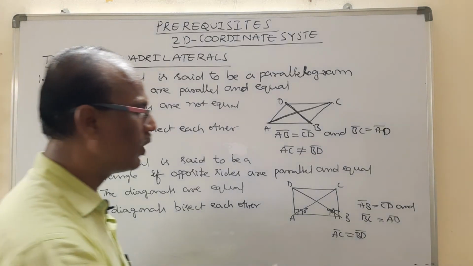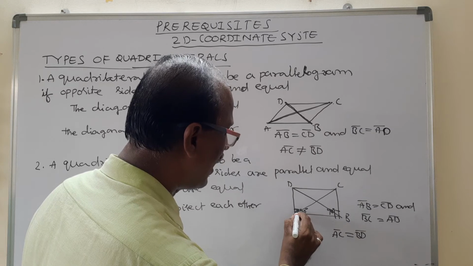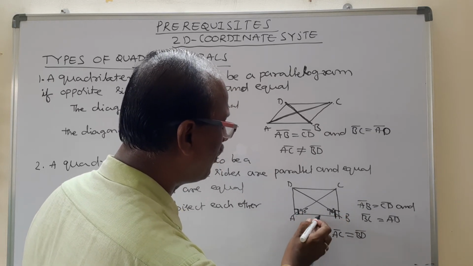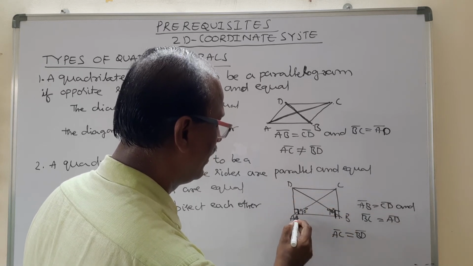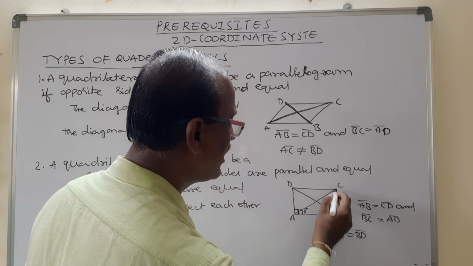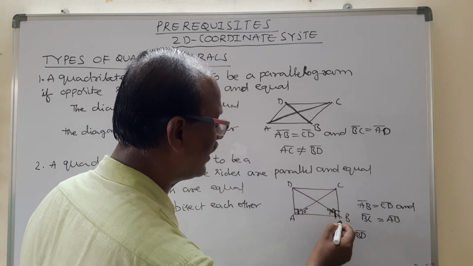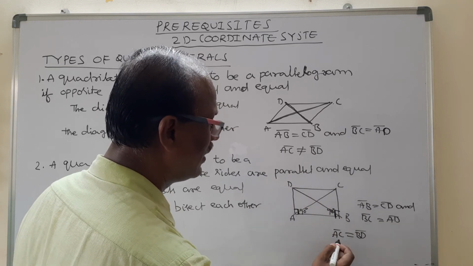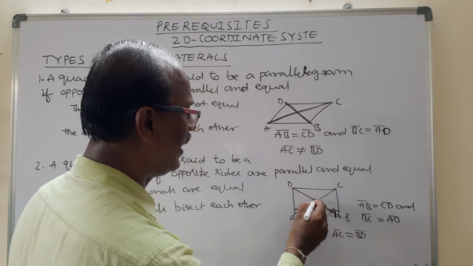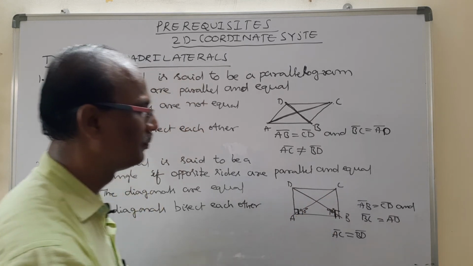In the diagram, to observe that ABCD is a rectangle, the adjacent sides are 90 degrees. Here the opposite sides are parallel. AB equal to CD and BC equal to AD. Here the diagonals, AC is one diagonal, BD is another diagonal, AC equal to BD. Here in this case, in a rectangle, the diagonals bisect each other.